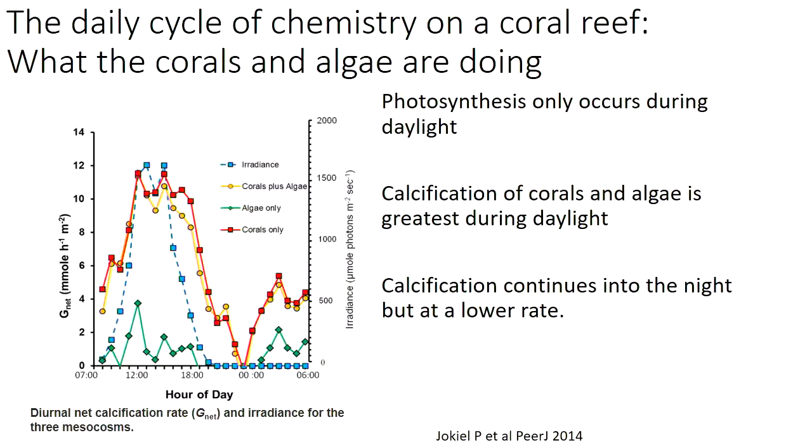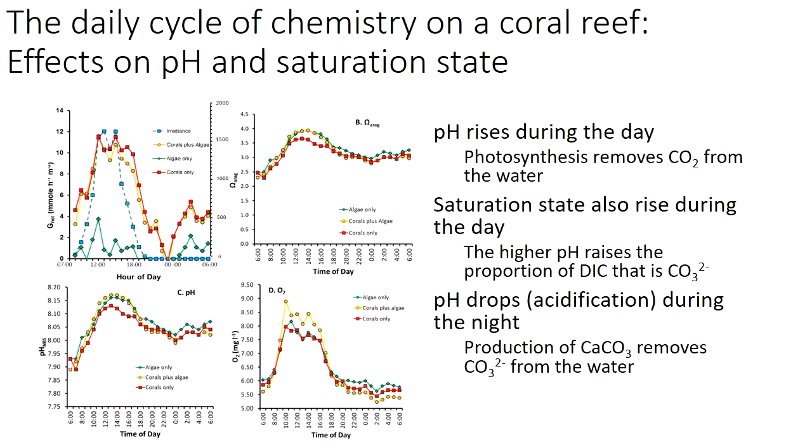And this G net, that's how much calcification is happening. So how much of this calcium carbonate is being produced. And you can see it's being produced throughout the day and the night, but it's produced more in the day. And that makes sense because the coral's got more energy from those photosynthetic algae to make its skeleton. Okay. So how does that affect the chemistry?